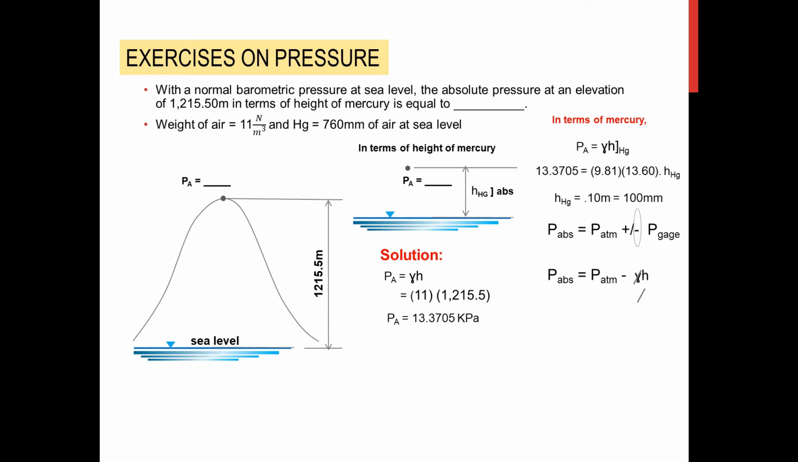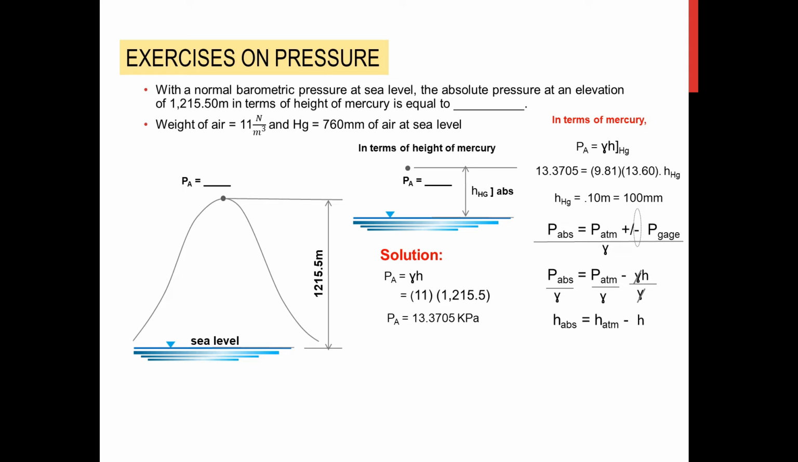Remember that absolute pressure is equal to atmospheric pressure plus or minus gauge pressure. In this case, we have negative since we are going upwards from that of the sea level. And then all of this will be divided by the gamma. Hence, the absolute pressure will be divided by the gamma as well as the atmospheric pressure, and the gamma H will be divided by gamma. Hence, that would be cancelled.